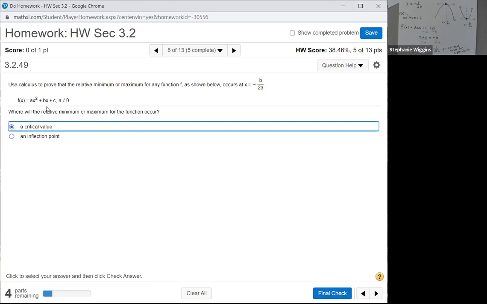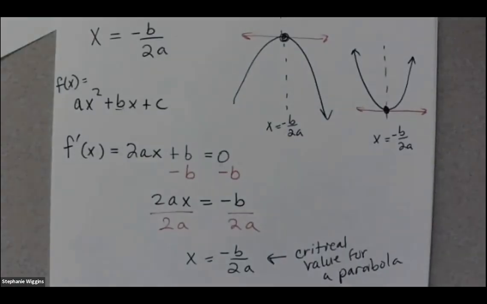If you're doing the second derivative, then it would be an inflection point. I don't know why they do it this way. Basically, when they say prove something, I just proved it right here. So you can't really put that into the system. So I don't know why they set it up this way, but.